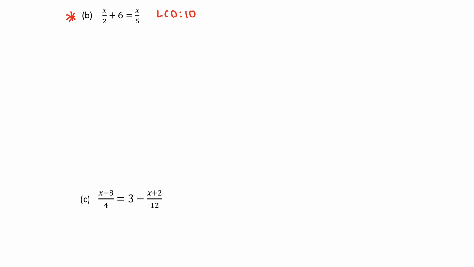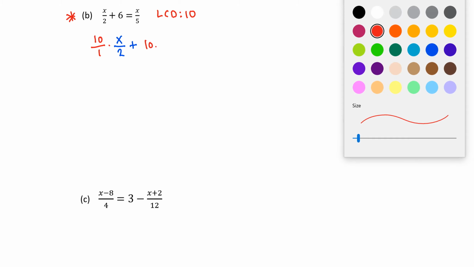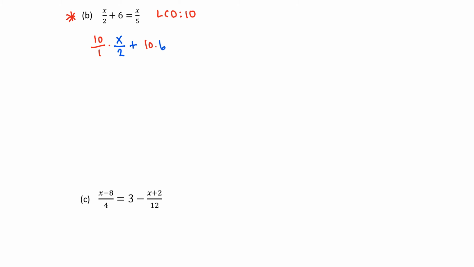I'm going to multiply each term by 10, or I can think of it as 10 over 1. So all 3 of those terms are going to get multiplied by 10 over 1. I'm going to put the original terms in blue and show that they're each getting multiplied by this new number 10. Since that 6 is not a fraction, I'm going to write 10 as a plain old 10 instead of 10 over 1.